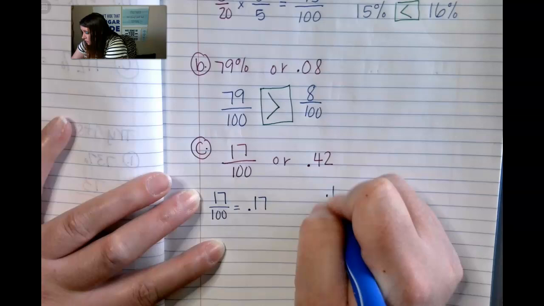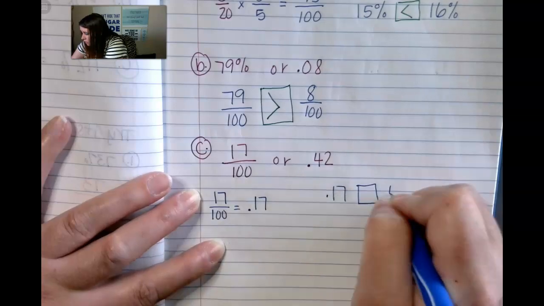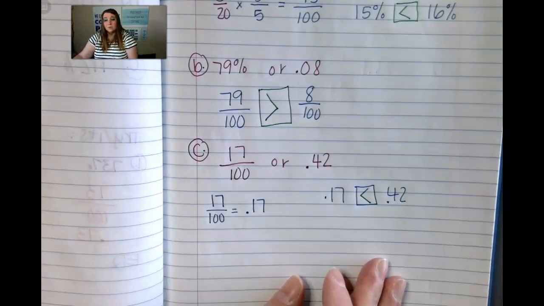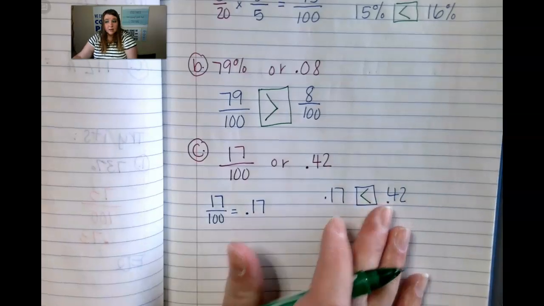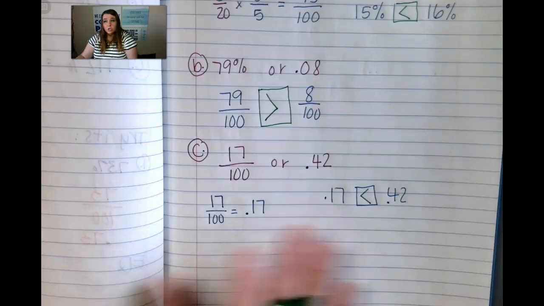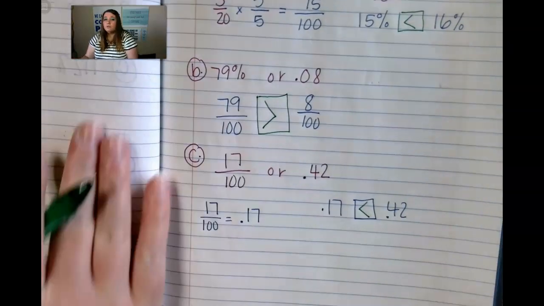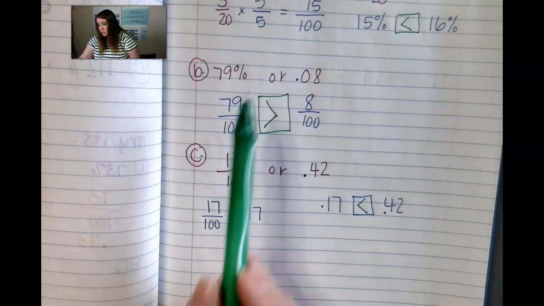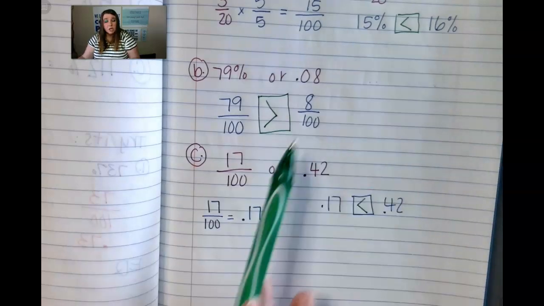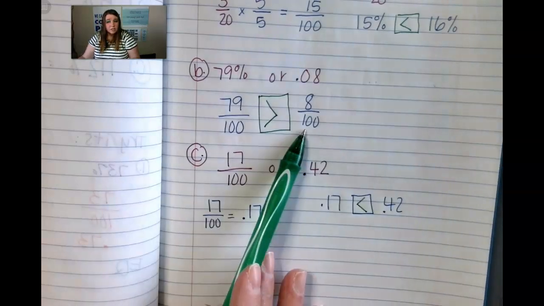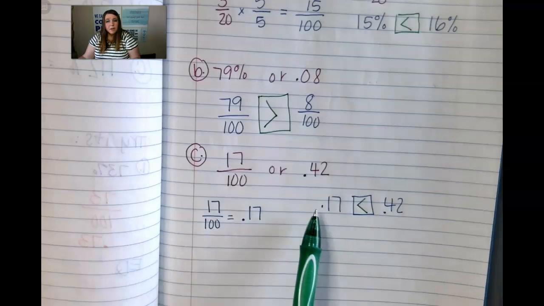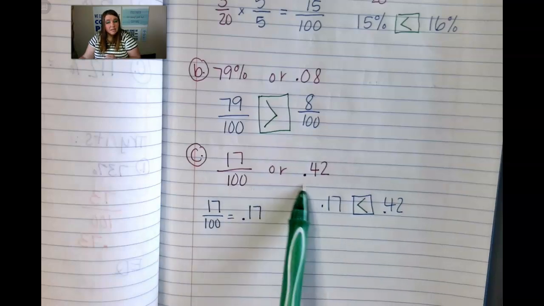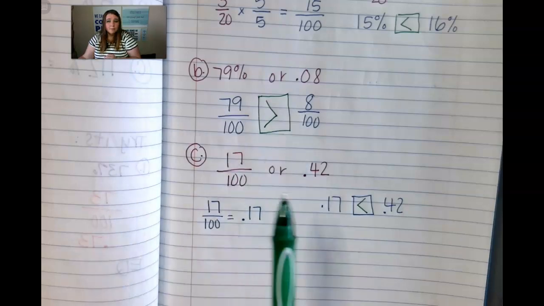Now I have two decimals, and I can compare 0.17 and 0.42. So 0.17 compared to 0.42, which one is greater? 0.42 is greater. I would rather have 42 cents than 17 cents. So you can see that you can choose whichever format you want to turn your comparisons into. I showed you a percentage. I showed you how to turn it into a fraction and compare it that way, or compare it as decimals. Your choice, your preference. And sometimes when you look at these things, you just decide based on what problem is there.